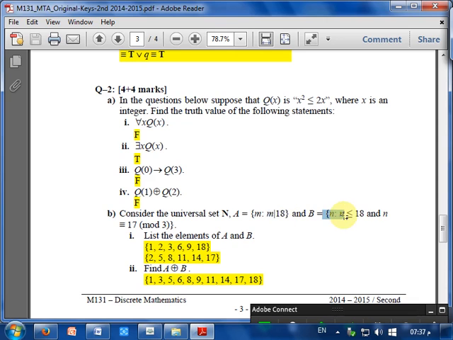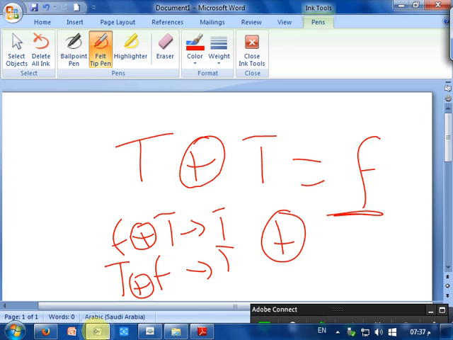And B is equal to n, where n is less than or equal to 18 and n is congruent to 17 in mod 3. Now you have to calculate the list elements of A and B. A, you can easily say, is all the elements which divide 18, that is 1, 2, 3, 6, 9, 18. B, you have to calculate the congruent. Now how to calculate the congruent?